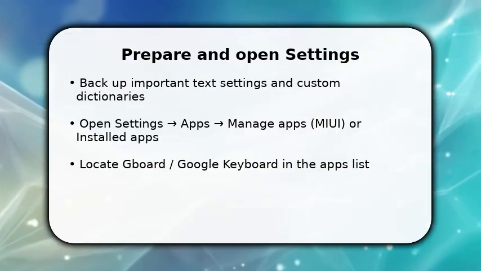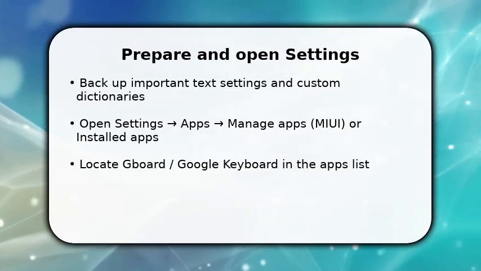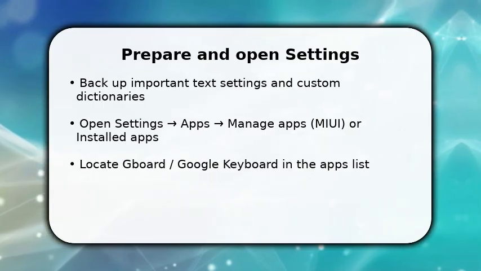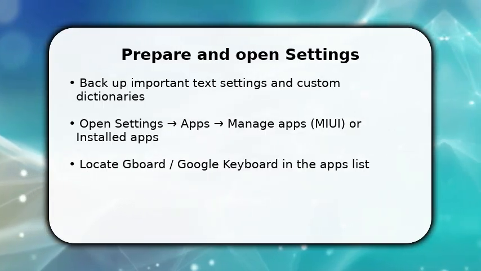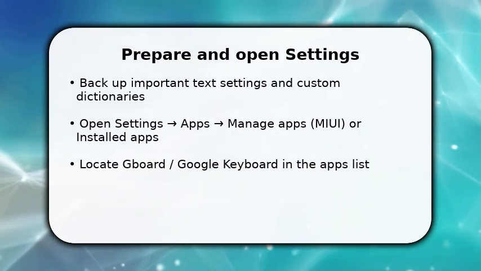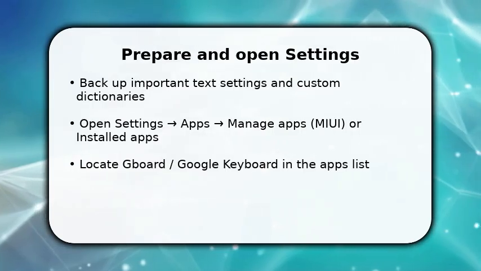You start by ensuring any custom dictionaries or important keyboard settings are backed up. This avoids losing shortcuts. Once you have that, open Settings and go directly to Apps or Manage Apps. MIUI labels vary. Find Google Keyboard Gboard in the Installed Apps list and tap it. This is where removal options live.